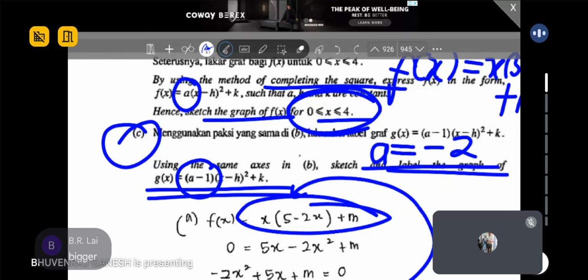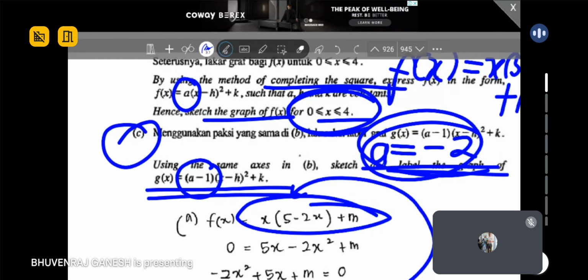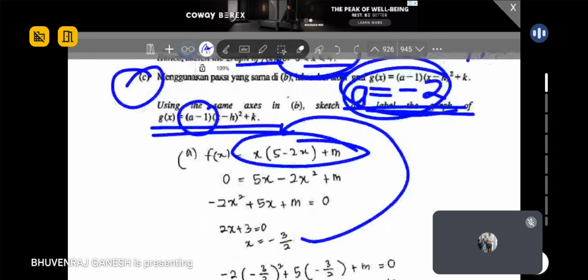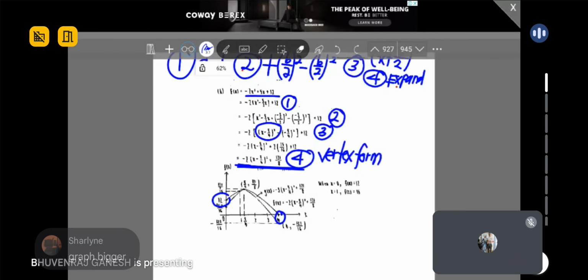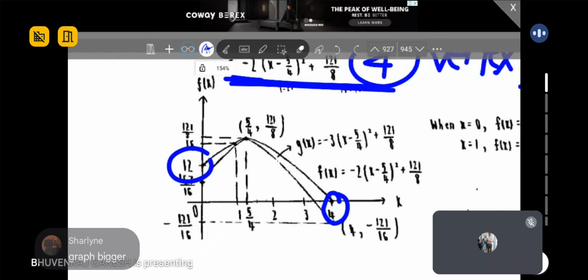Careful, there is a negative sign, symbol negative. So negative 2 minus 1, you get negative 3. Negative 3 is smaller than negative 2. Am I right? Because it is negative, symbol negative. Okay, so now you just need to change the shape of the graph. Kamu kena ubah bentuk graph lah.